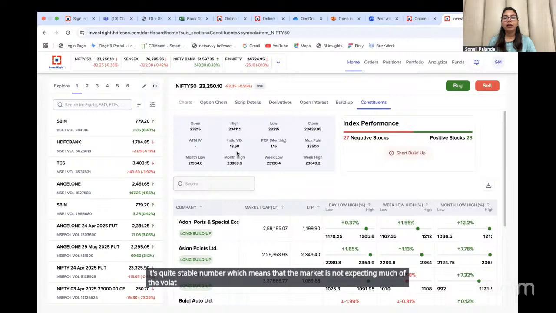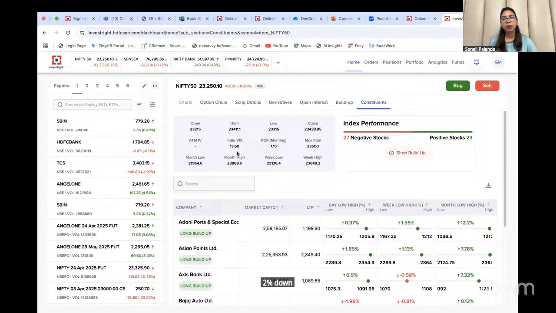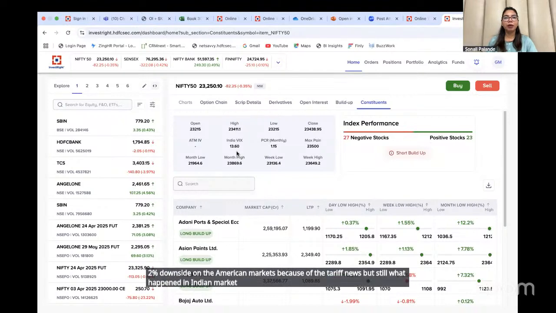And what happened today? It was quite flat. Even if we had bad news from the global market, there was a 2% downside on the American markets because of the tariff news. But still, what happened in the Indian market? We did not see much of the downside, right? It was quite flat for us.